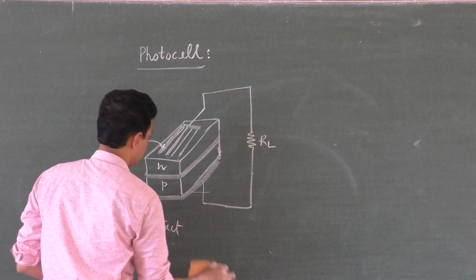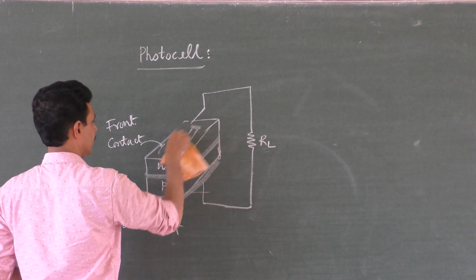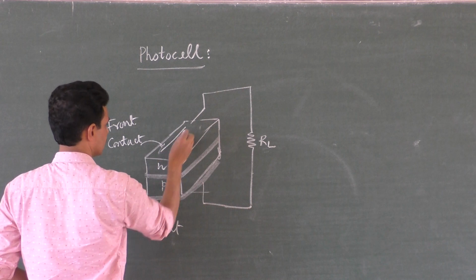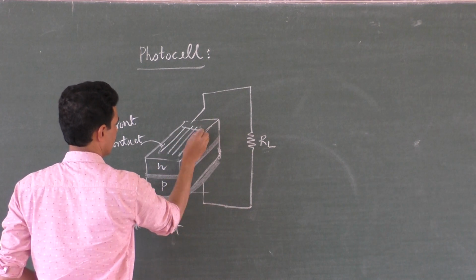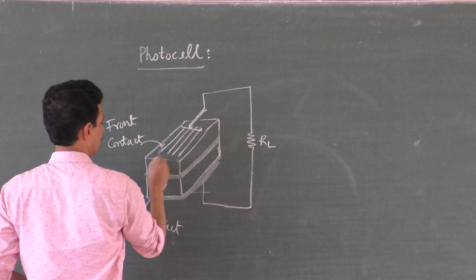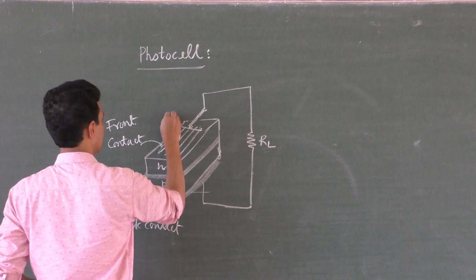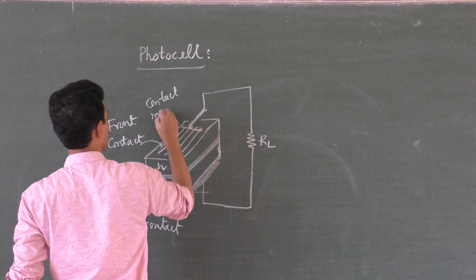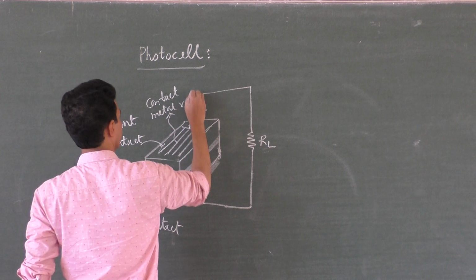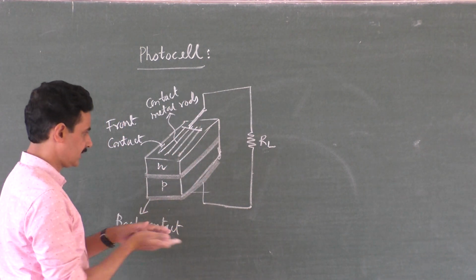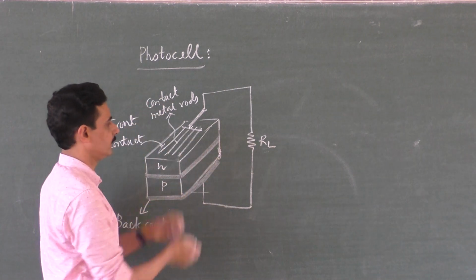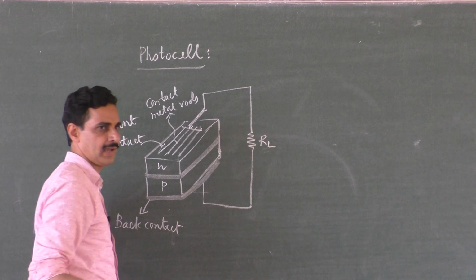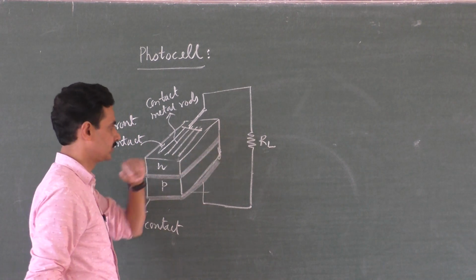So the front end contains a transparent sheet with some contact given here. You can name them contact metal rods. And this is the back contact, a sheet of metal. They are connected to the external load. The load may be anything, maybe a fan, fridge or anything, wherever you want to use the power.